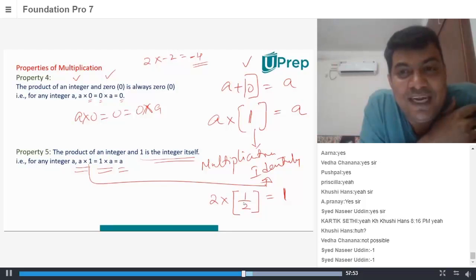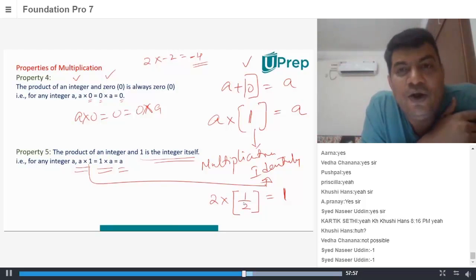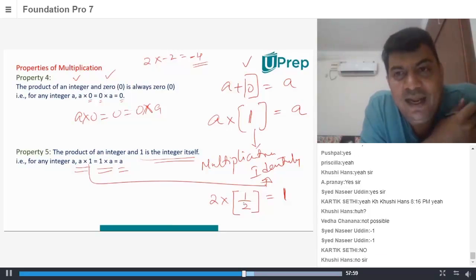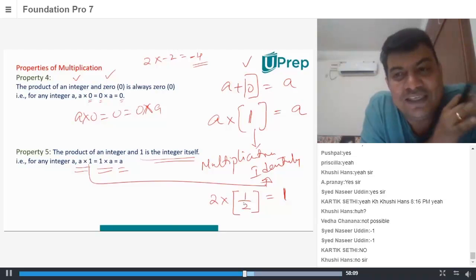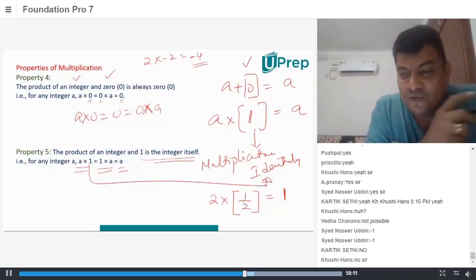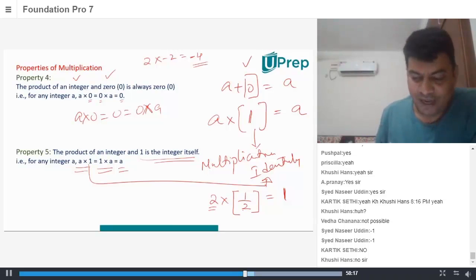But is 1 by 2 an integer? No, sir, it is not an integer. So don't worry. That's the reason multiplicative inverse is not generally introduced in 7th standard. We'll see that later. For now, just as learning, the multiplicative inverse of 2 is 1 by 2.